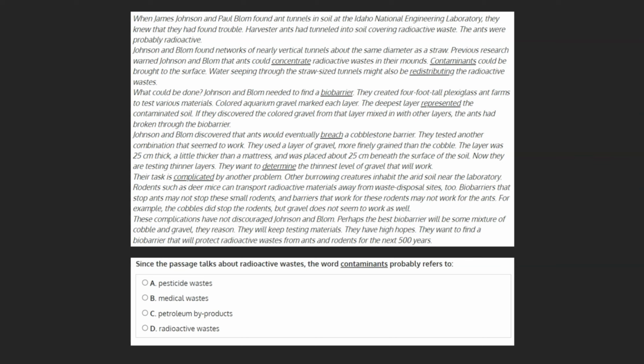Since the passage talks about radioactive wastes, the word contaminants probably refers to A. pesticide wastes, B. medical wastes, C. petroleum byproducts, or D. radioactive wastes.